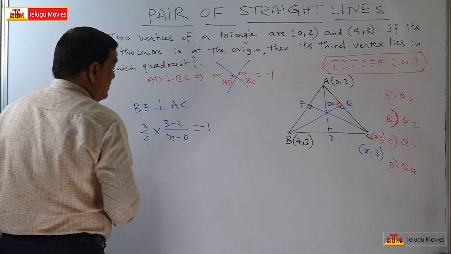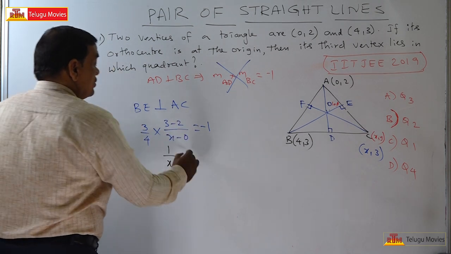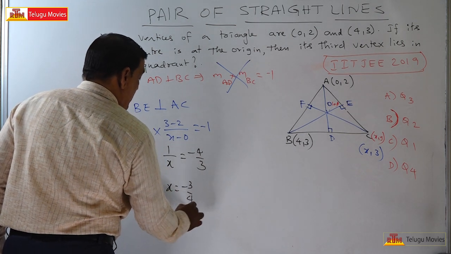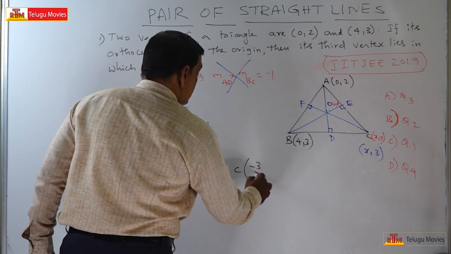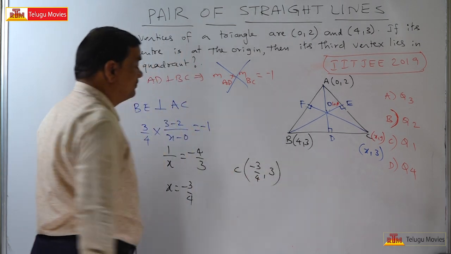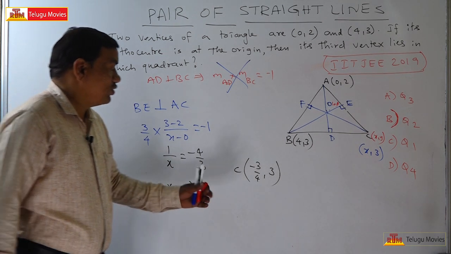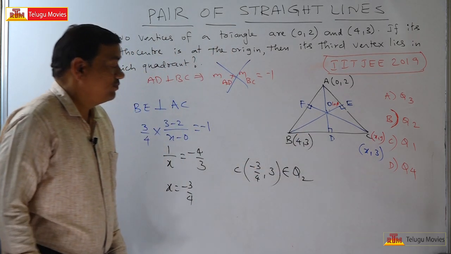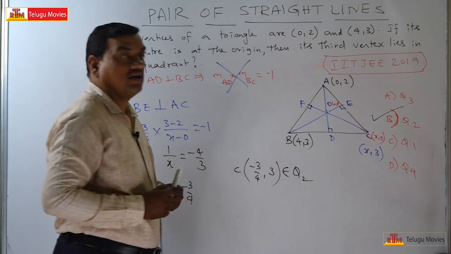3 minus 2 is nothing but 1 by x is equal to minus 4 by 3. Therefore, x is equal to minus 3 by 4. Therefore, your coordinates are minus 3 by 4 comma 3. So, C coordinates are minus 3 by 4 comma 3. So, it is clearly a point in the second quadrant. Therefore, option B is your right answer.